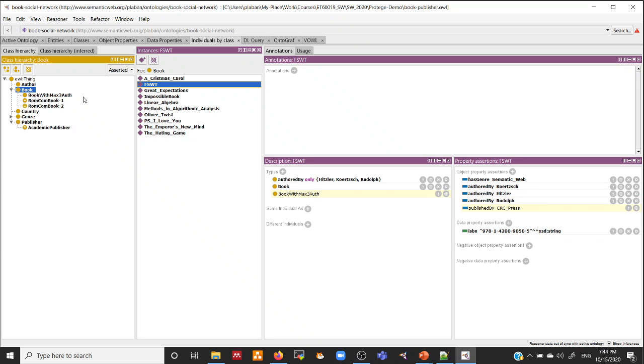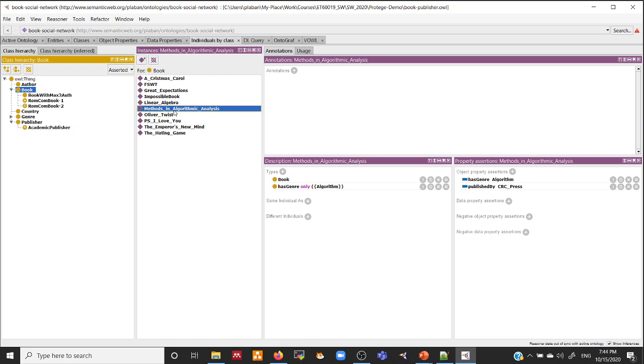So let us have a look at another book. So for example, methods in algorithmic analysis. Now this methods in algorithmic analysis, it is published by CRC Press, right? And it has got genre to be algorithm, and algorithm is coming from the domain of academics, right? So to summarize, CRC Press has published two books. One is FSWT and methods in algorithmic analysis, right? And FSWT belongs to a semantic web domain, and methods in algorithmic analysis belongs to algorithmic domain, and both of them are from academic domain.